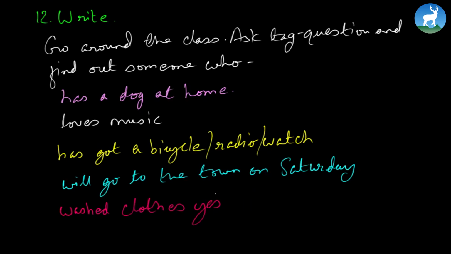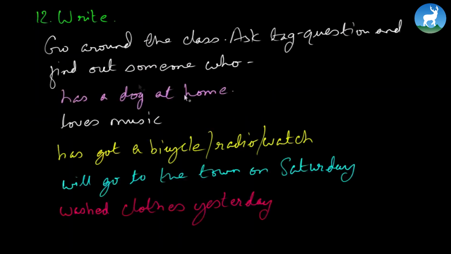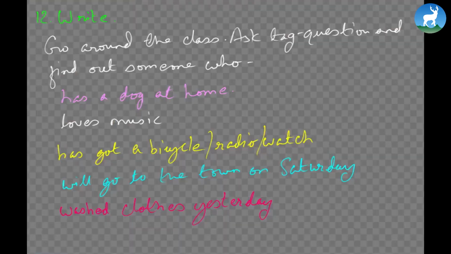Our objective is to practice question tag. That's why I want you to write it down. Okay, and as an example, for number 1, now here A asks, now see the first question was, hey, has a dog at home? Look, we're working on has a dog at home. Now let's figure it out.